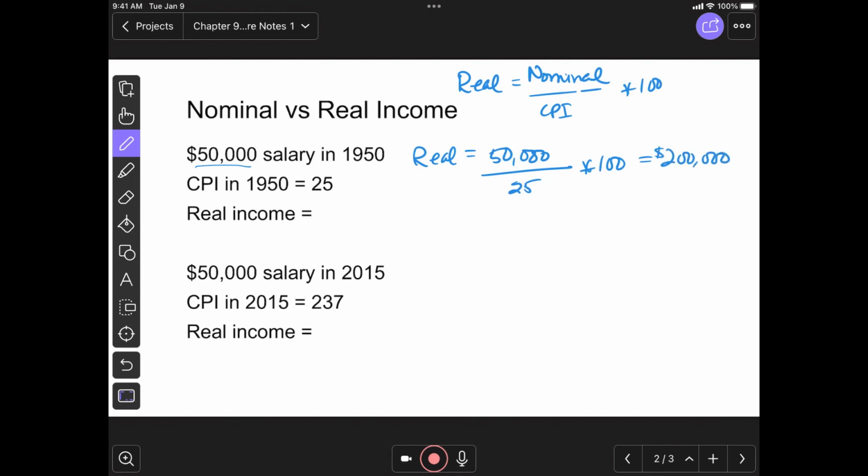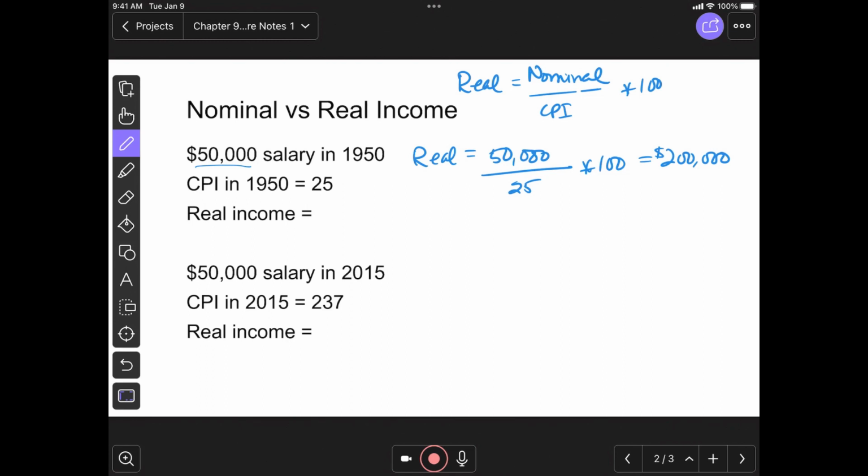So remember, what this is doing is this is restating this income into the prices of that base year, which is 1982 to 1984. So we can say that a $50,000 salary in 1950 would have had approximately the same purchasing power as a $200,000 salary would have in 1982 to 1984.